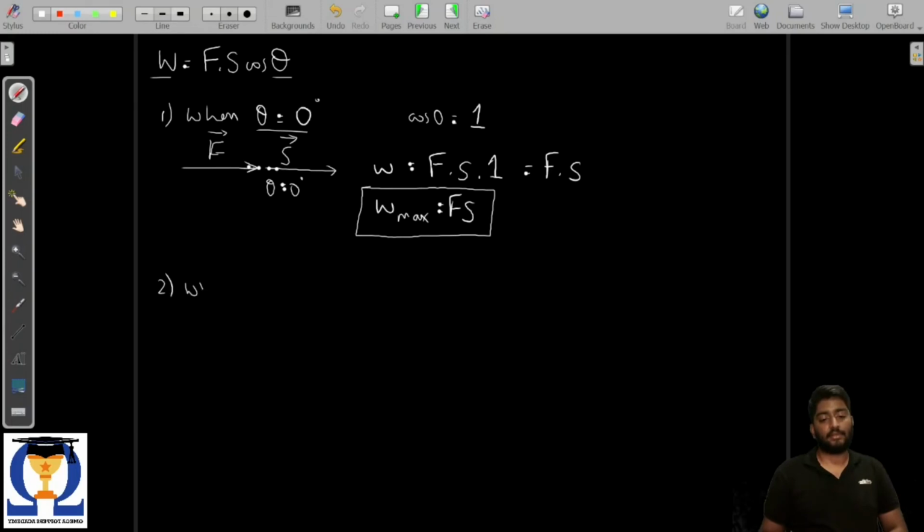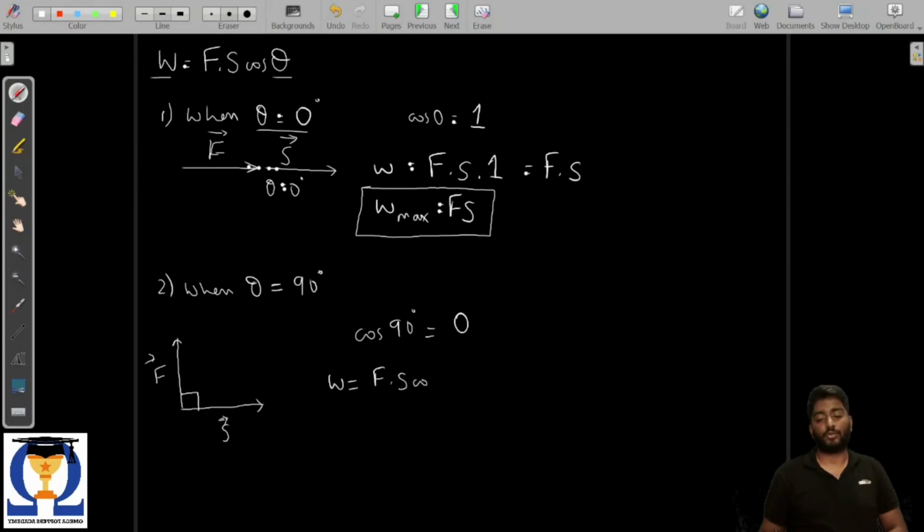Now, the second case is when theta is equal to 90 degrees. What do I mean when I say that theta is equal to 90 degrees? I mean that if this is my displacement vector, this is my force vector. So the angle between the two is 90 degrees. This means that the force vector and the displacement vector are perpendicular to one another. So I know that cos of 90 degrees is equal to 0. So if I substitute that in my work done formula, F into S into cos of 90, anything multiplied by 0 is 0. So whenever the angle between the force vector and the displacement vector is 90 degrees, I can say that the work done is 0.